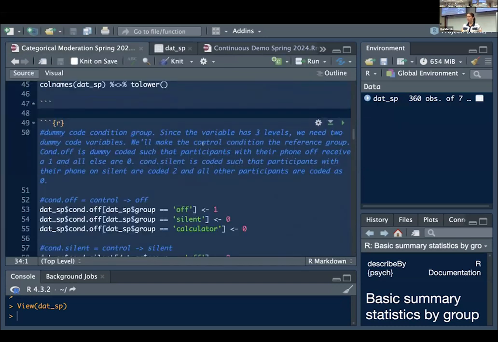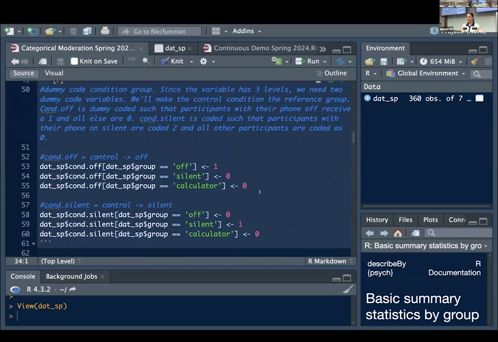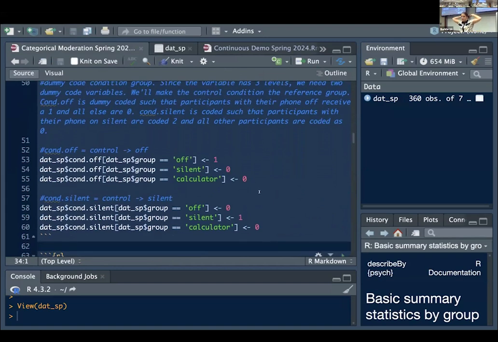Now, we need to dummy code our groups, right? So we've got off, silent, and calculator. What's a good reference group here? Control, right? So we're gonna make our control group calculator 0, 0. And then for the off group, I'm gonna call it condition off so I remember what it is. So it's the difference between calculator and off. And then I'm gonna call my other one condition silent. It's the difference between calculator and silent. So this is our in-class example where we have a dummy coded moderator. It's got 3 levels. So we actually need 2 dummy codes.